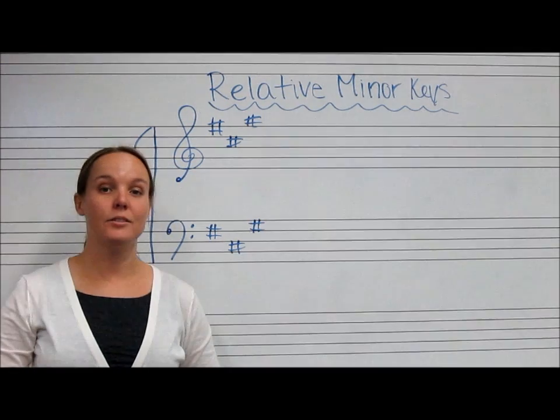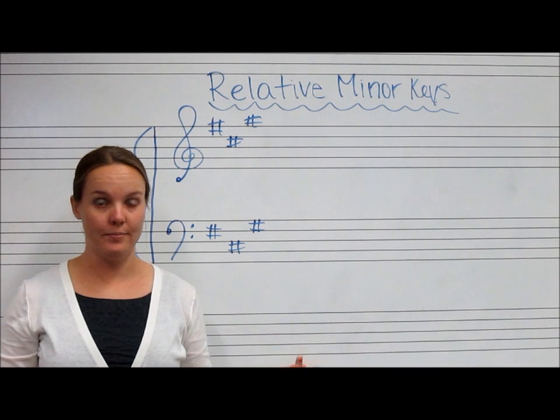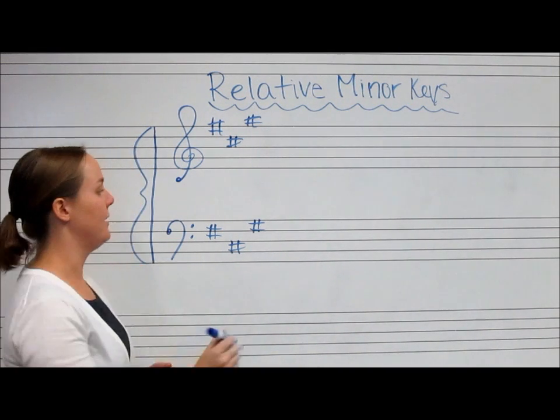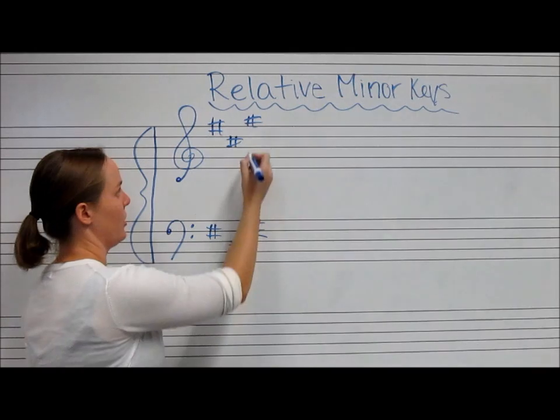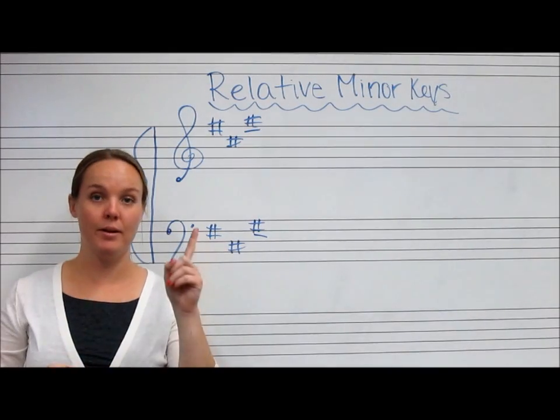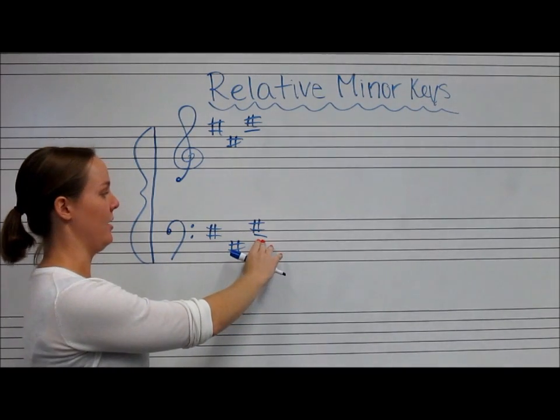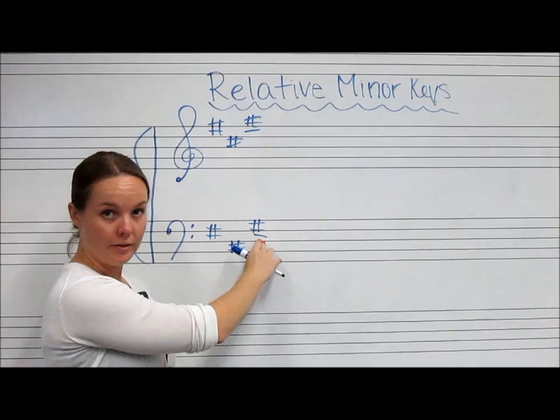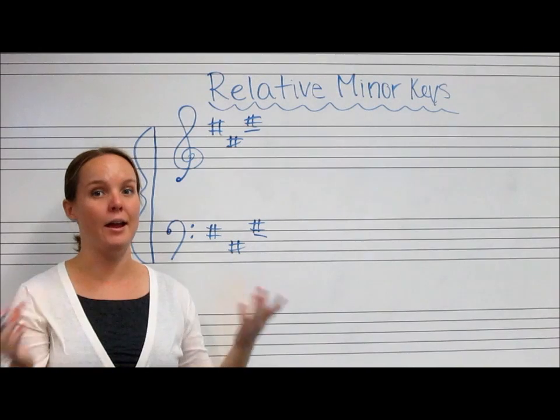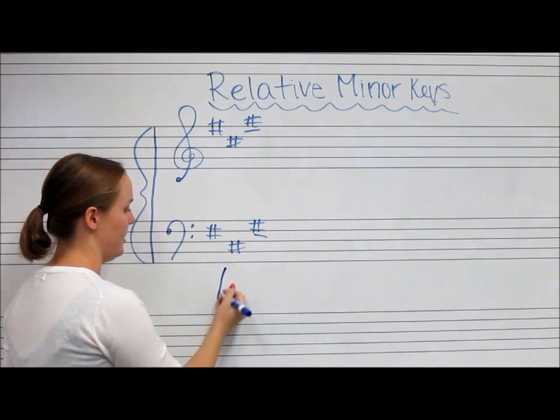Okay, so first let's figure out the major key. Remember, our rule for sharps is you go all the way to the very last sharp and then up a half step to find the key. So our very last sharp to the right there is going to be G sharp. If we go up a half step, that's A, so our major key is the key of A.